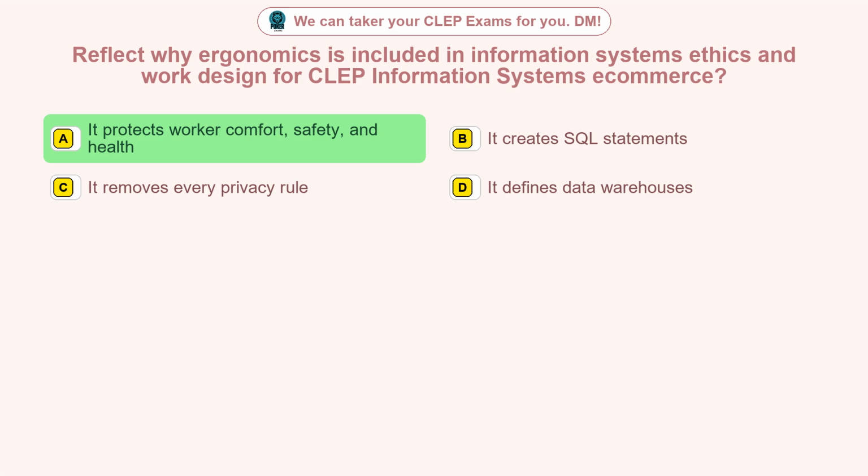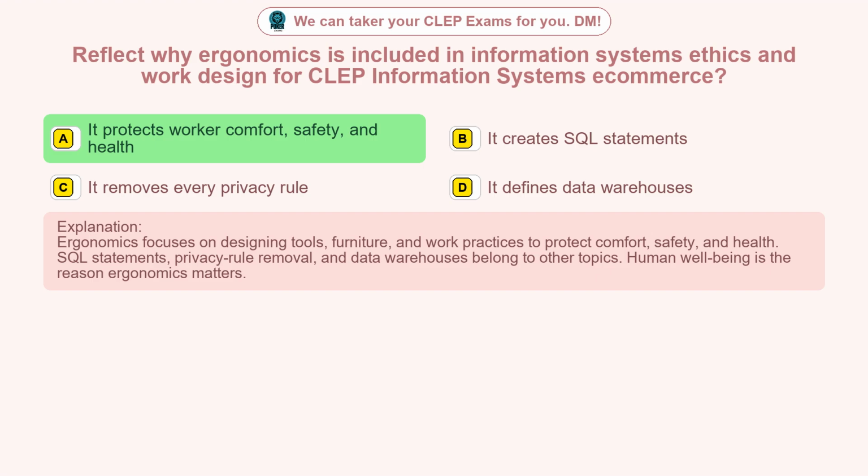It protects worker comfort, safety, and health. Ergonomics focuses on designing tools, furniture, and work practices to protect comfort, safety, and health. SQL statements, privacy rule removal, and data warehouses belong to other topics. Human well-being is the reason ergonomics matters.